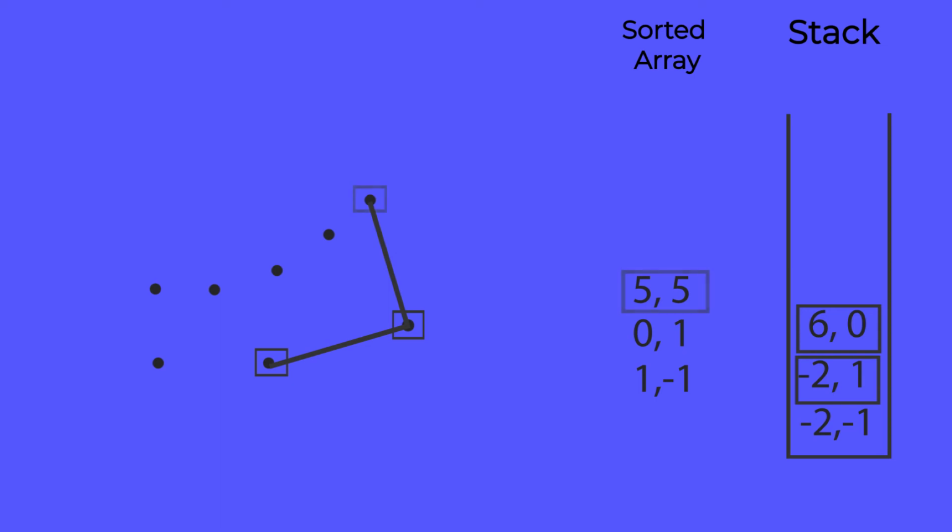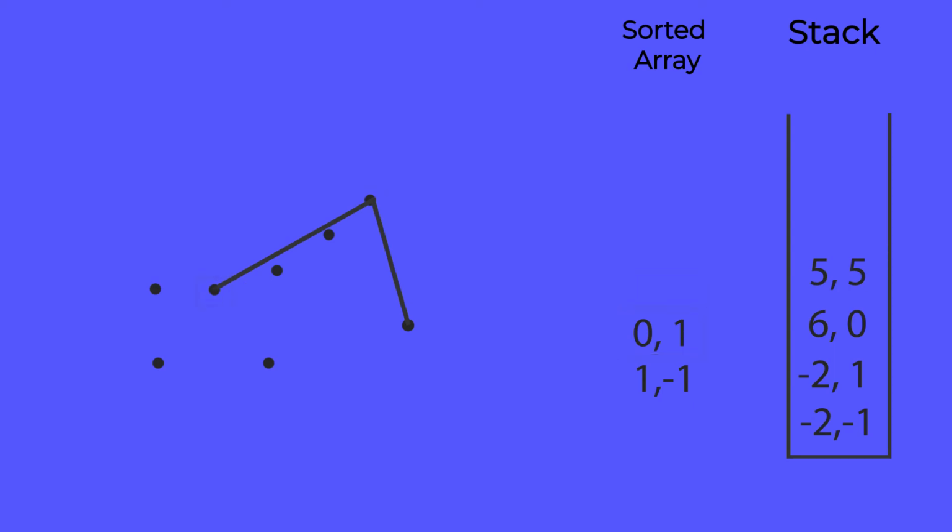Now this point creates a counterclockwise turn with the previous 2 points. That's why we add it to the stack, and this one does as well. But this one does not make a counterclockwise turn. That's why we remove the topmost element in the stack, which is this one, and then we add the current element in the sorted array, which is this one, to the stack. And that's how we check all the elements from the sorted array. Now that we have this stack, join all the points according to it and we will get our convex hull.